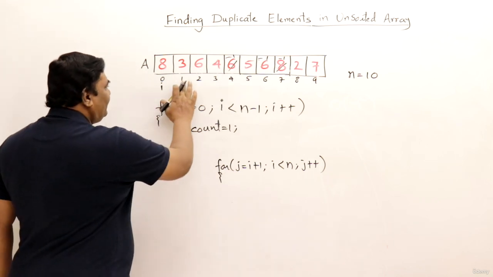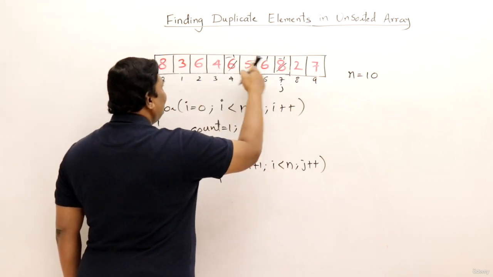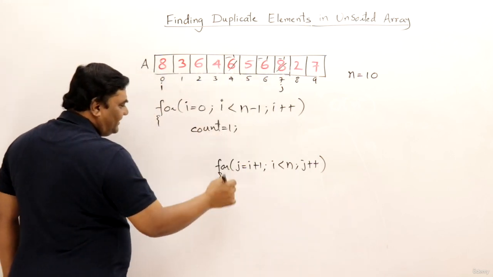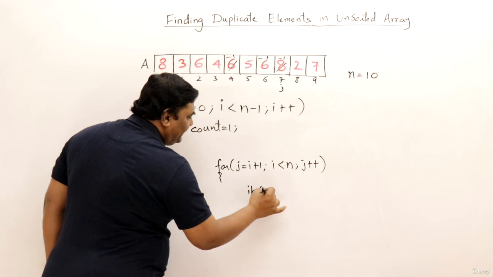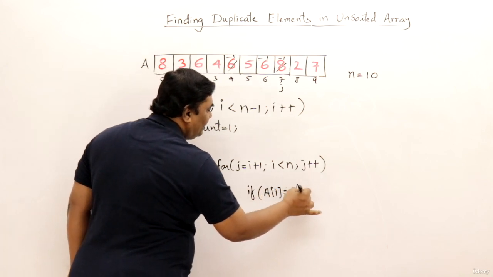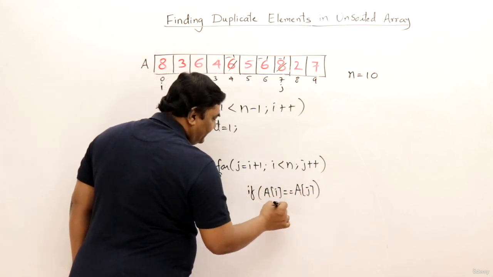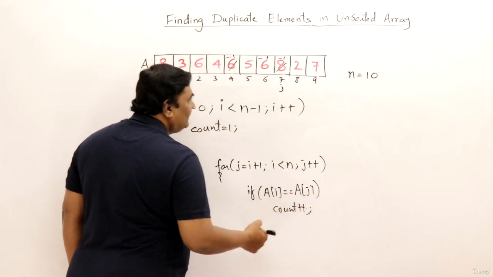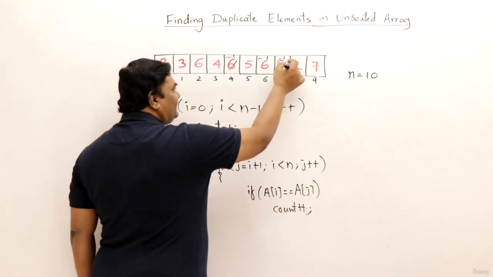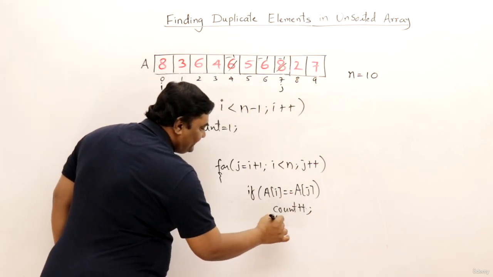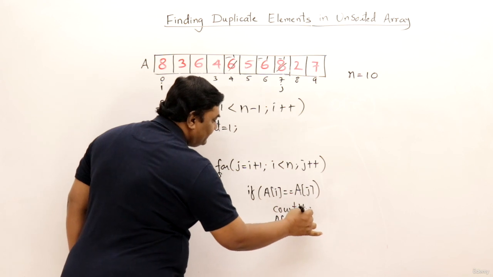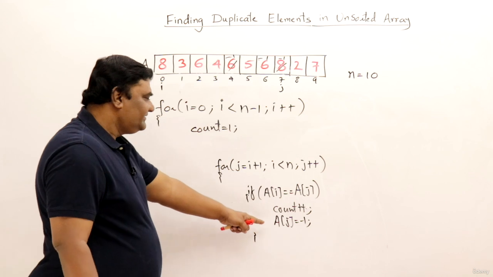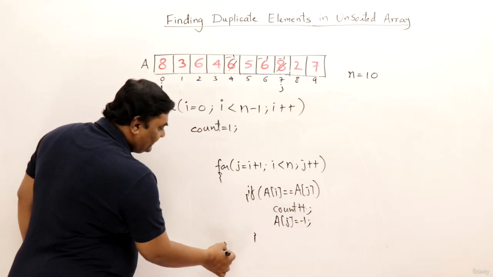Then what should I do? Like for 8, if I have reached here, I should compare this element with this one, and if they are matching, I should increment the count. So here I will write: if A of I is equal to A of J, then count plus plus. Then, as I said, I should also mark this as minus 1. So at A of J, I should make it minus 1. So count plus plus, A of J equals minus 1. Then end of this loop.